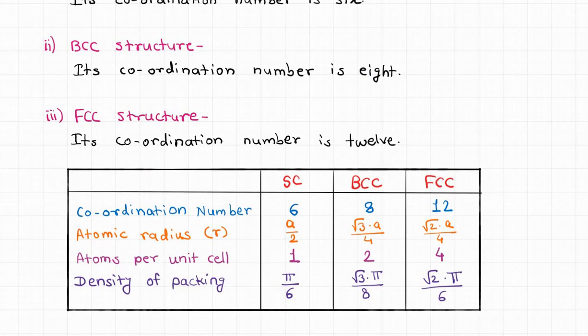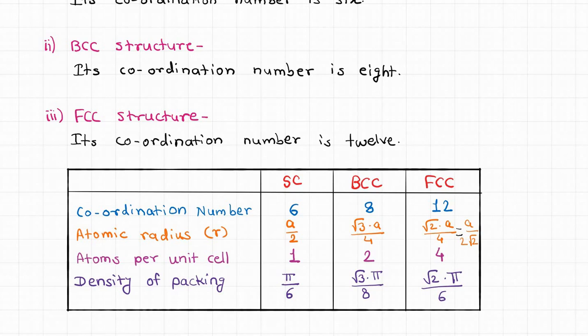The table indicates all above parameters for SC, BCC and FCC structures. So, the coordination number for SC is 6, for BCC is 8, for FCC it is 12. Atomic radius for SC is a by 2, for BCC it is root 3 a by 4 and for FCC it is root 2 into a by 4, or it is also equal to a by 2 root 2. Then atoms per unit cell in SC it is 1, in BCC it is 2 and in FCC it is 4.